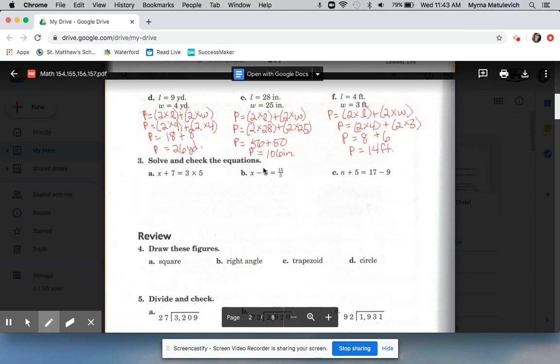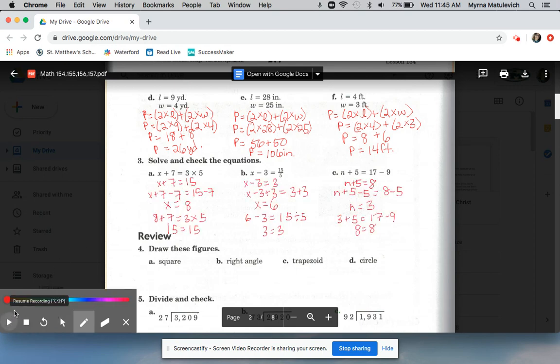Solve and check the equations. This is what you should have gotten for these equations. Remember to follow the steps, starting out solving the side without the variable, and then you can get the variable by itself by doing the opposite. For example, on this one, I had to subtract 7 from both sides. And whatever you do on one side, you have to do on the other to keep it equal on both sides of the equal sign.